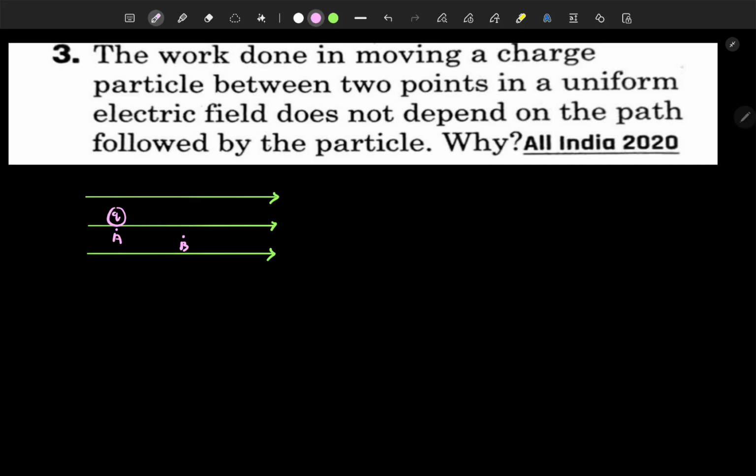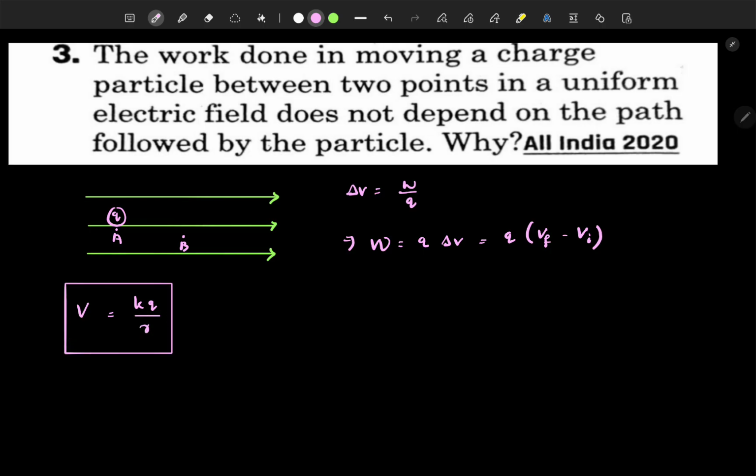What's the reason? Remember this work done. We know delta V is equal to work done per charge. So W is equal to Q into delta V, that means Q into V final minus V initial. And in the formula for potential due to a point charge, that is K into source charge divided by R. R is the position of the point charge with respect to the source charge. That means this work done depends only on the initial and final point position.